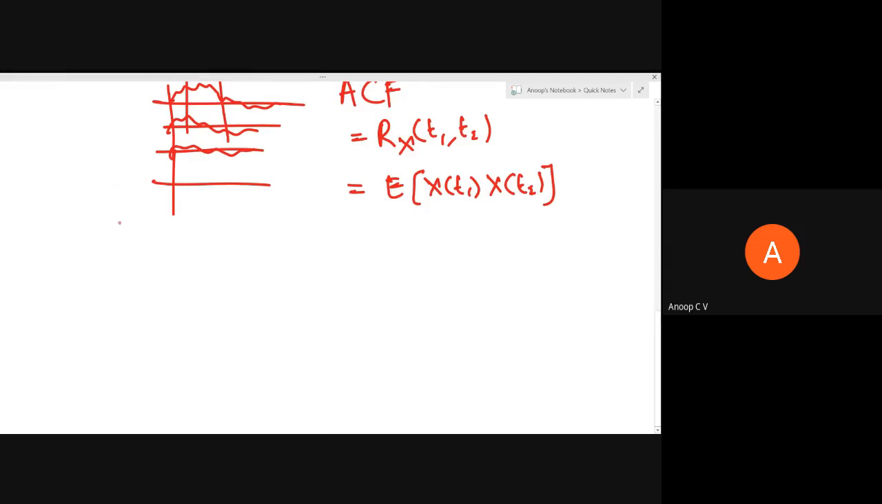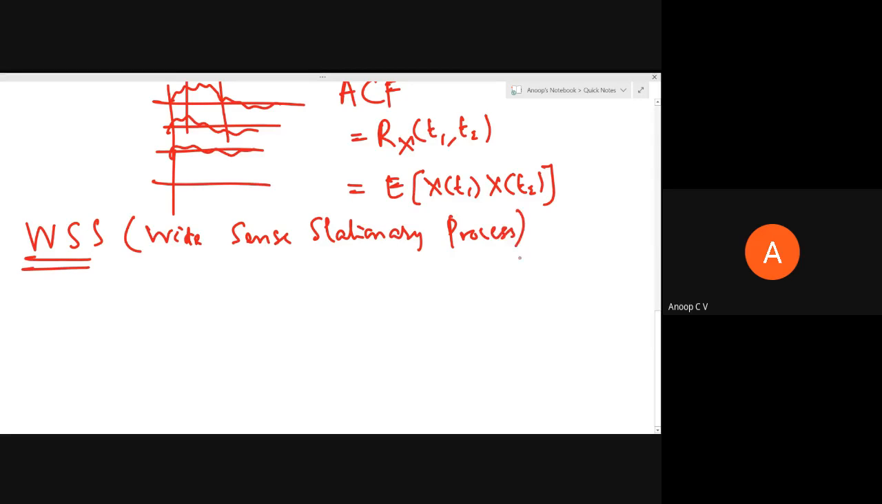Now, most of the questions in GATE come from the wide sense stationary process. WSS is wide sense stationary process. And now I would like to make a comment. Most of the random functions which come in a communication system can be modeled as an ergodic process. I mentioned what an ergodic process is: if time average and ensemble average are both the same, that is called an ergodic process.